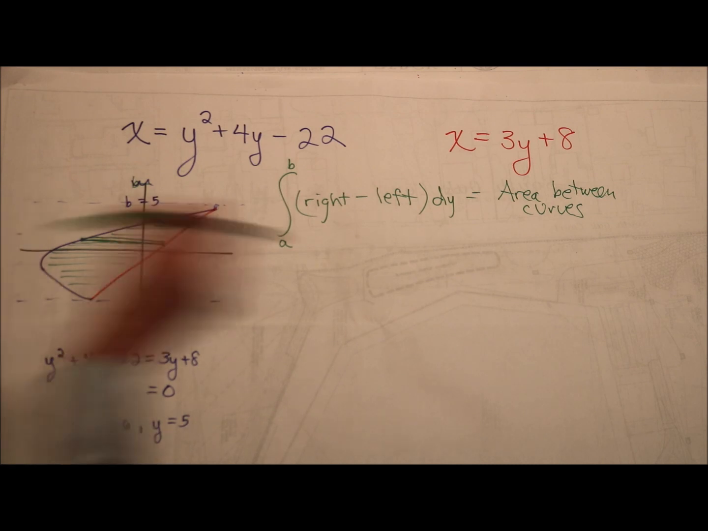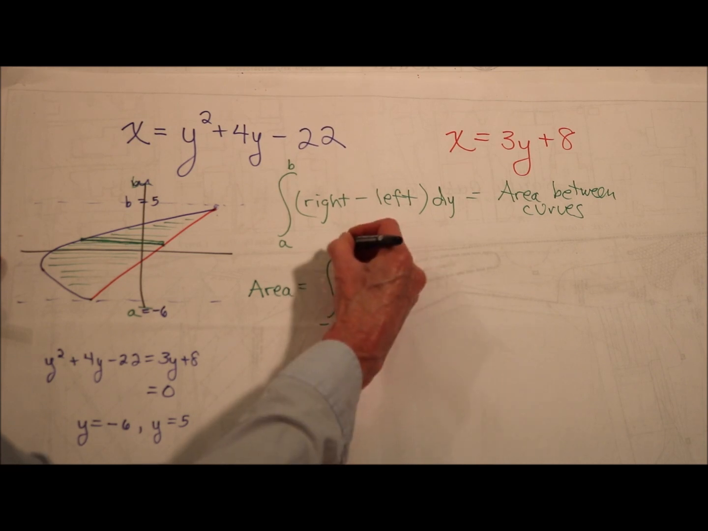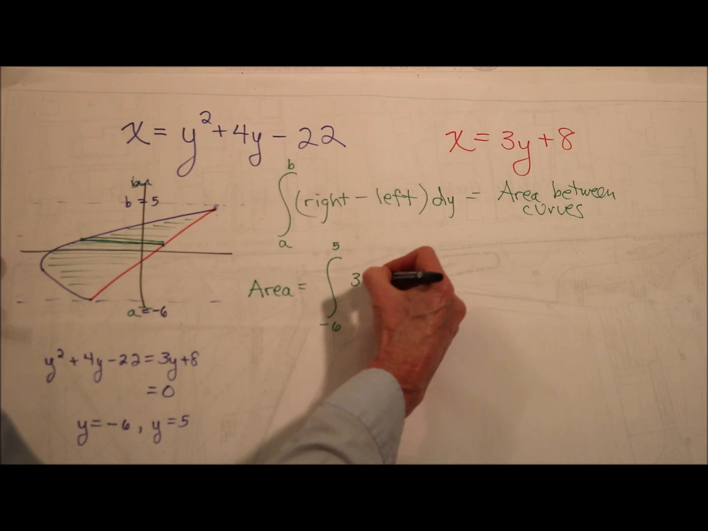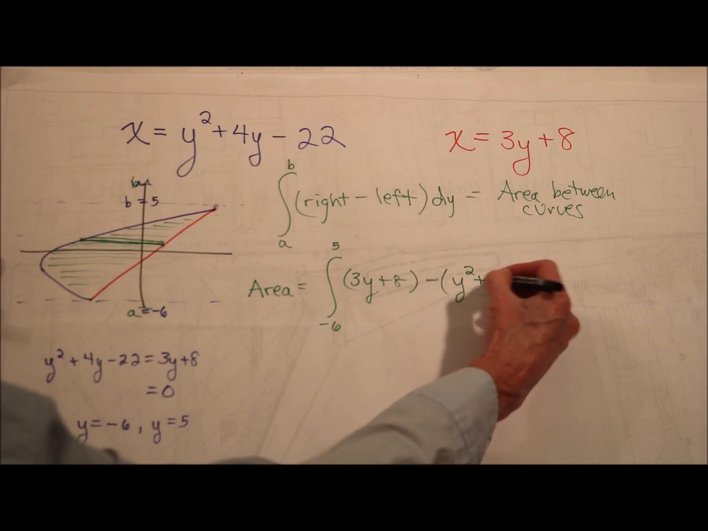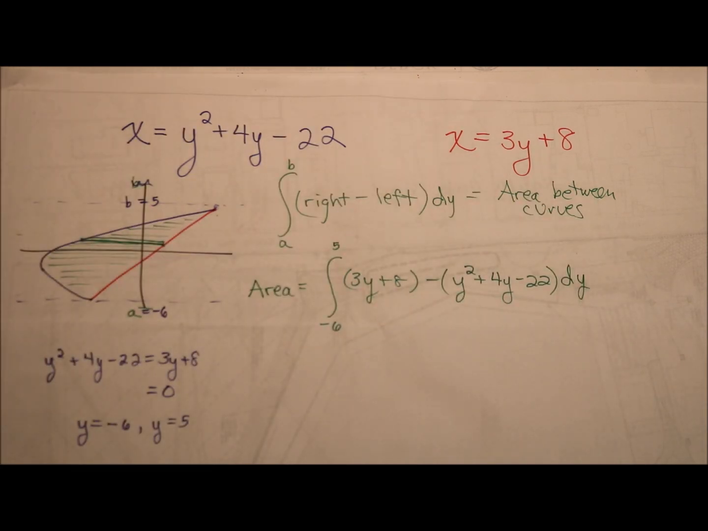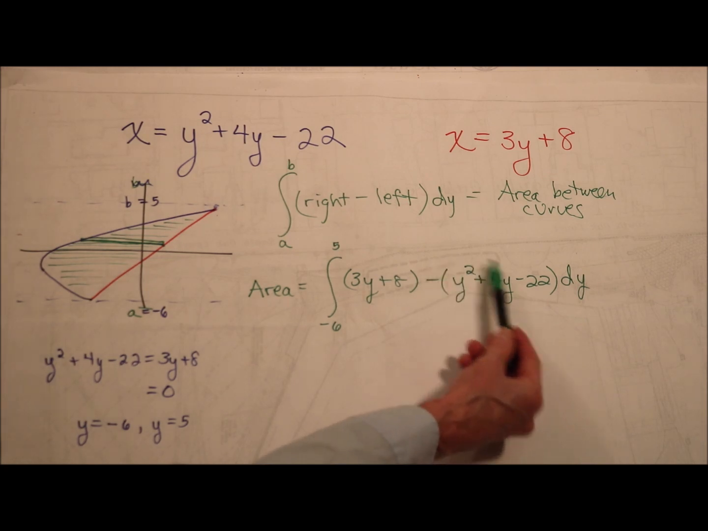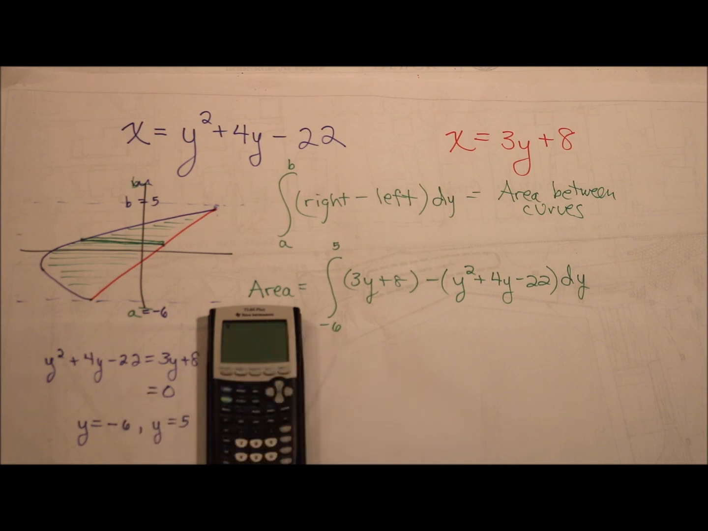Let's set up our integral. Here we go. To find the area between these two curves, it's going to be the integral from -6 to 5 of the right, so that's 3y plus 8, minus the left curve, y squared plus 4y minus 22, all with respect to y. Beautiful. Now, if you're doing this by hand, don't forget to distribute that negative, combine like terms, then you can take the antiderivative. You can do this in your calculator. The calculator doesn't really care if x is your independent variable or y is your independent variable. Obviously, the graph is going to look wrong, but it will find the integral just fine.